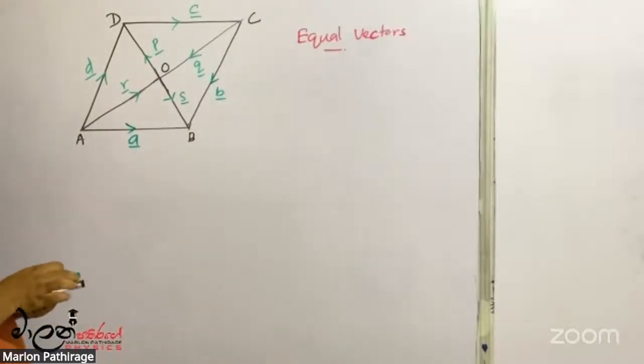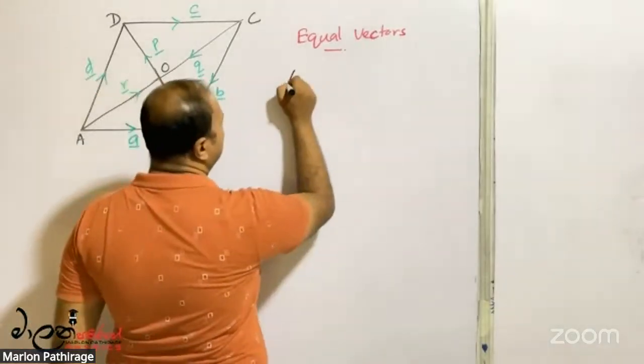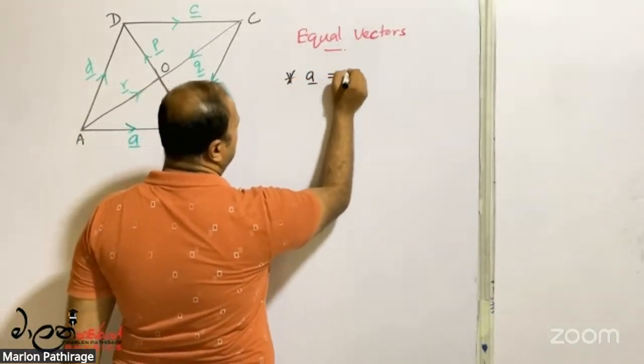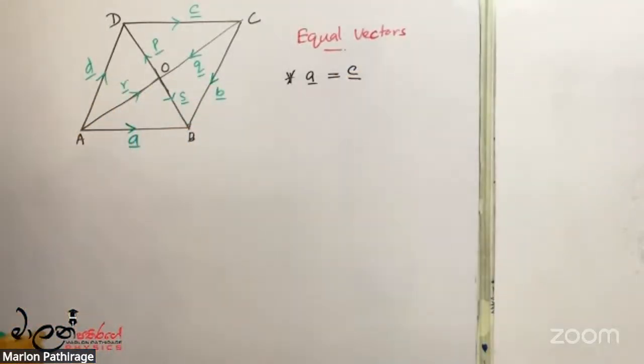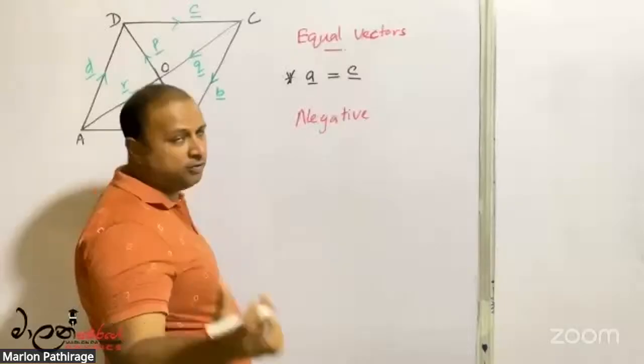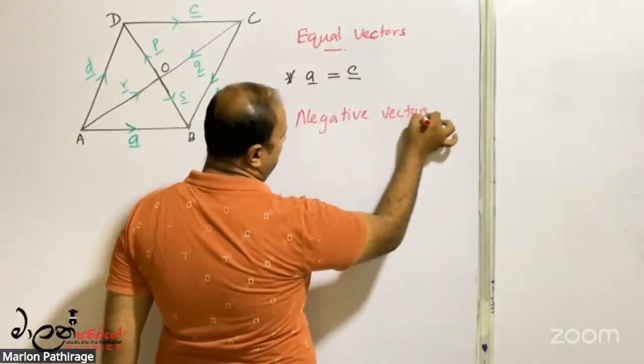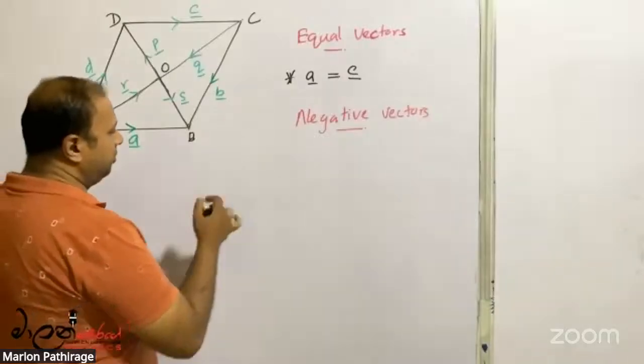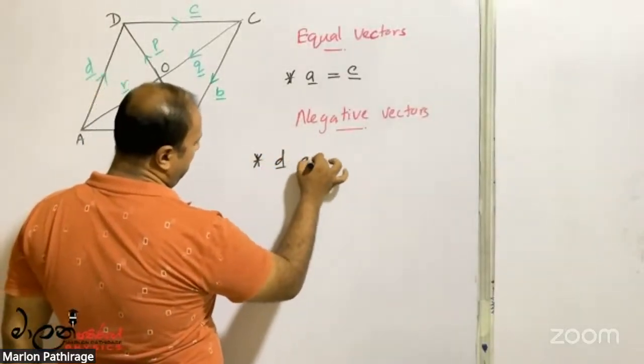Vector A and vector C, very good. That's all for equal vectors. Then negative vectors: D and B. Vector D and vector B, yes, very good.